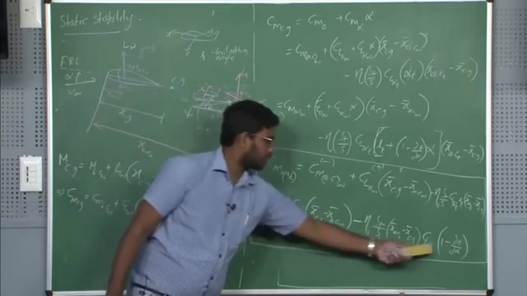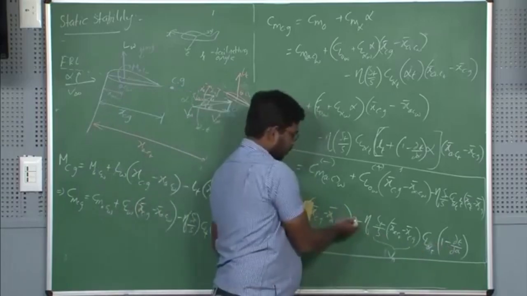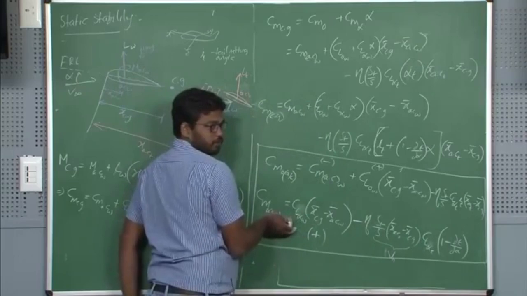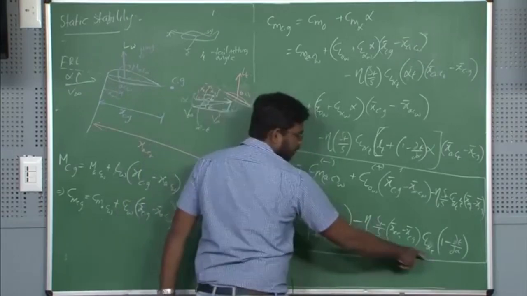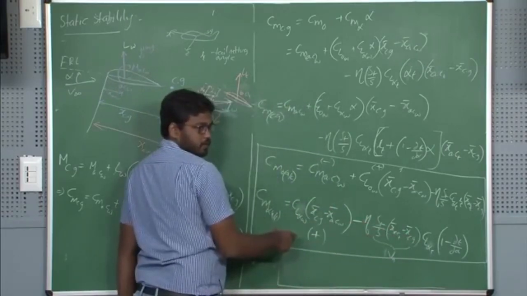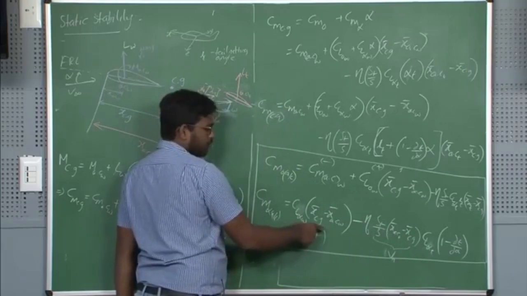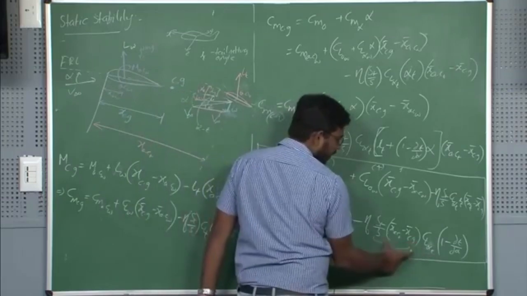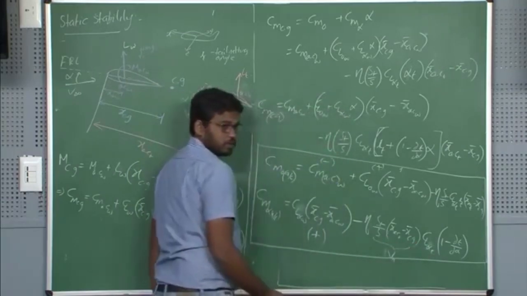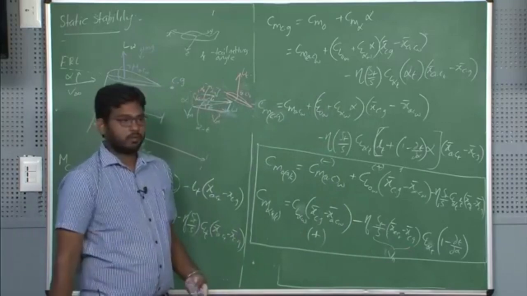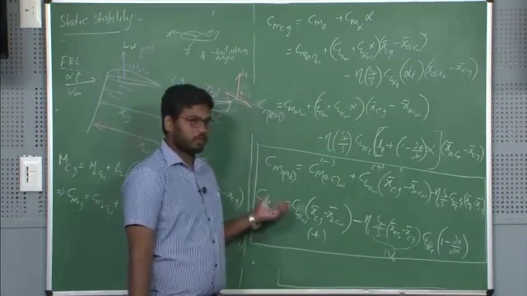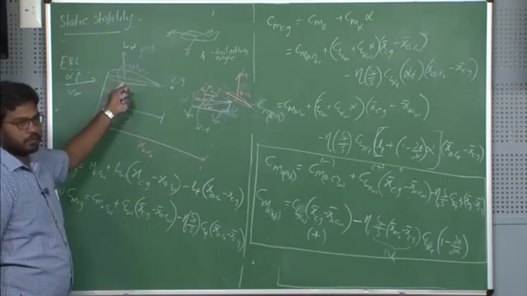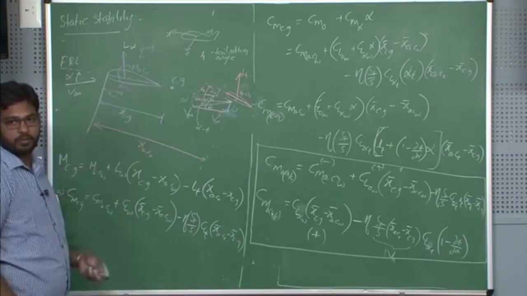So, if this has to be negative, this particular term should be greater than this particular term, the first term, right. This is the moment contribution by the tail and this is the moment contribution because of the wing, right. So, this CL alpha and this particular term, the tail volume ratio, play a major role in ensuring the stable flight of this configuration, the wing and tail combination.